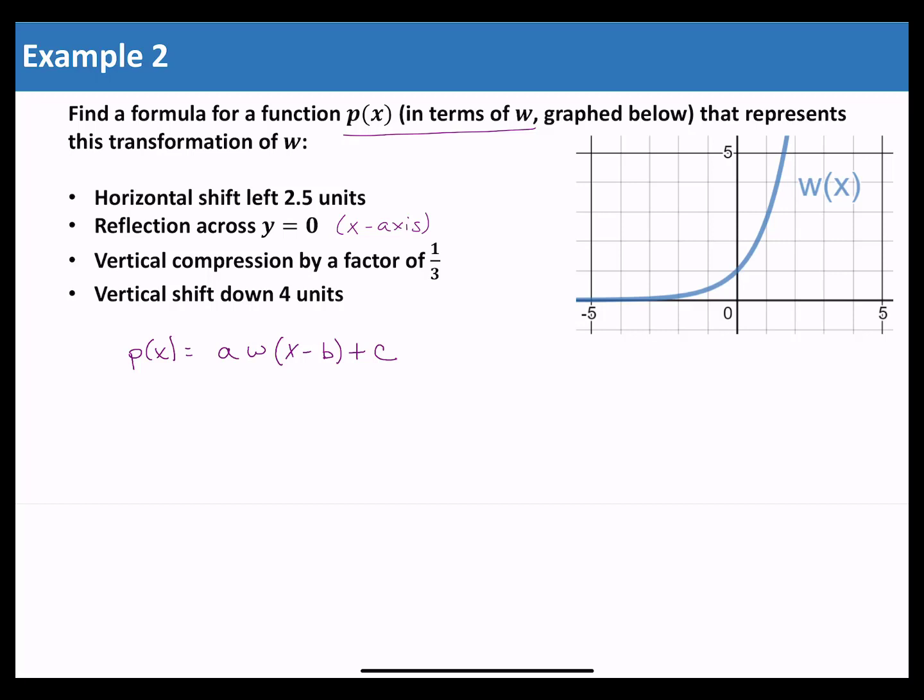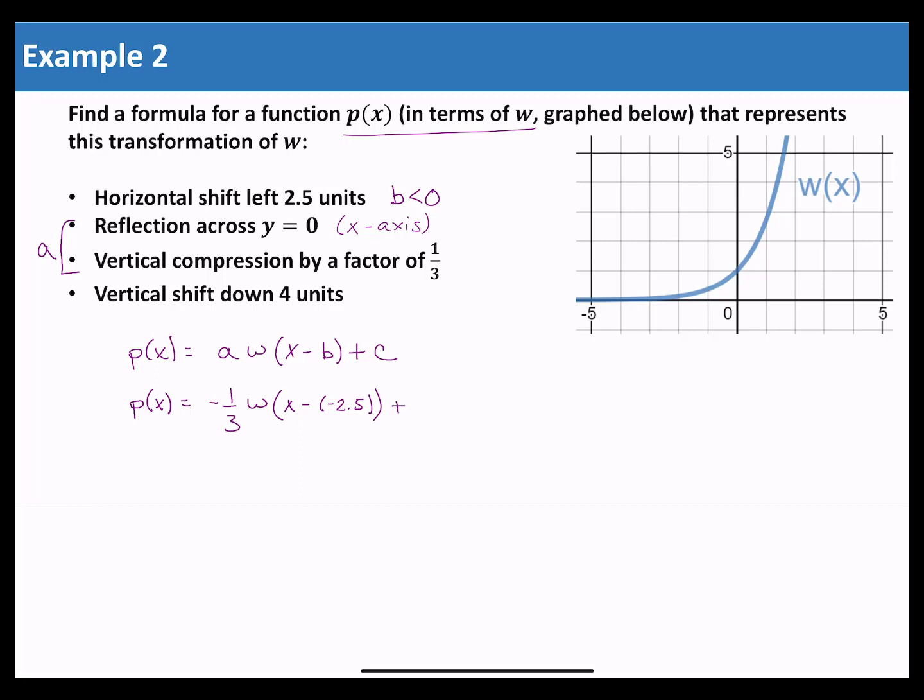Okay, so we know that the parameter a accounts for reflections across the x-axis and vertical compressions by a factor of 1/3. So we know that p of x could equal negative 1/3. The negative accounts for the reflection across y equals 0, and the 1/3 would be a compression by a factor of 1/3. We know that the parameter b is responsible for horizontal shifts left and right, and we know that if the graph is shifted left, then we're going to represent that by a b value less than 0. So we're going to say x minus a negative 2.5.